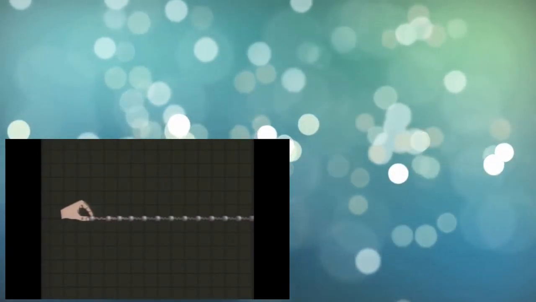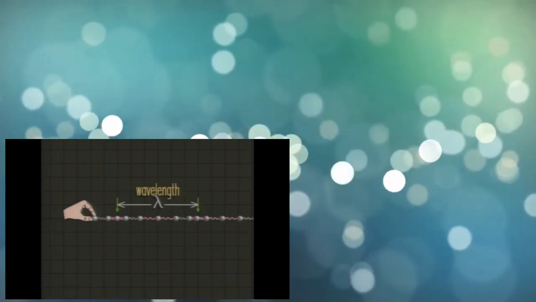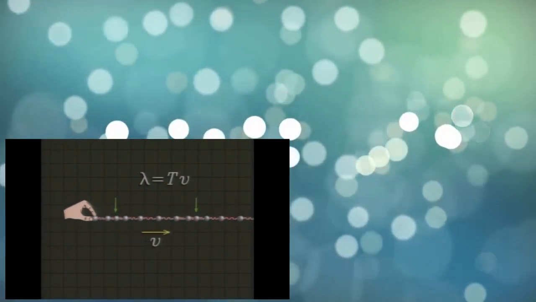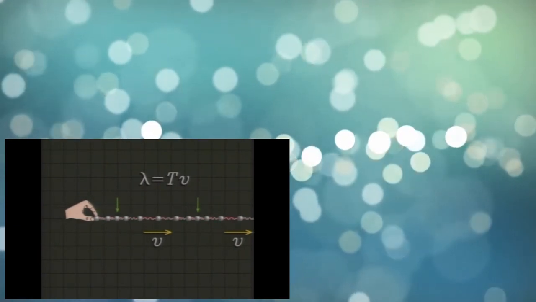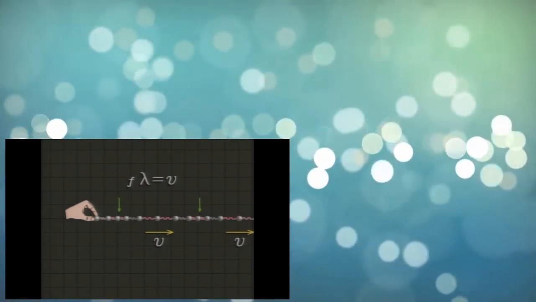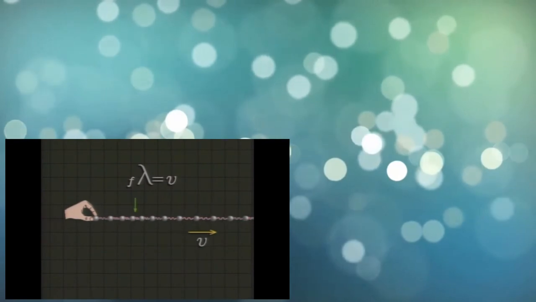Whether it's short and sweet or loud and long, every wave has a definite distance from one compression to the next, called the wavelength. The wavelength equals the period times the speed of the wave. Or in other words, frequency times wavelength equals speed. Lower frequency generates a longer wavelength, but the speed remains the same. For sound waves in air, the speed is always the same, regardless of the frequency, the wavelength, or even the amplitude.